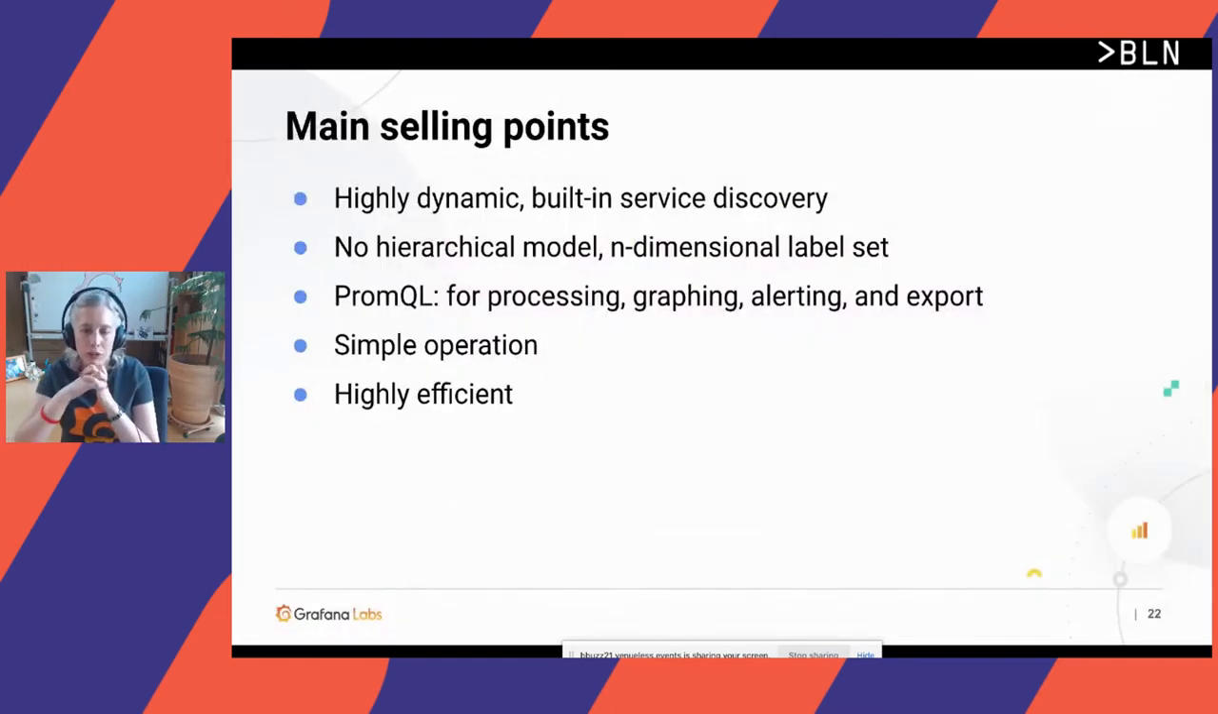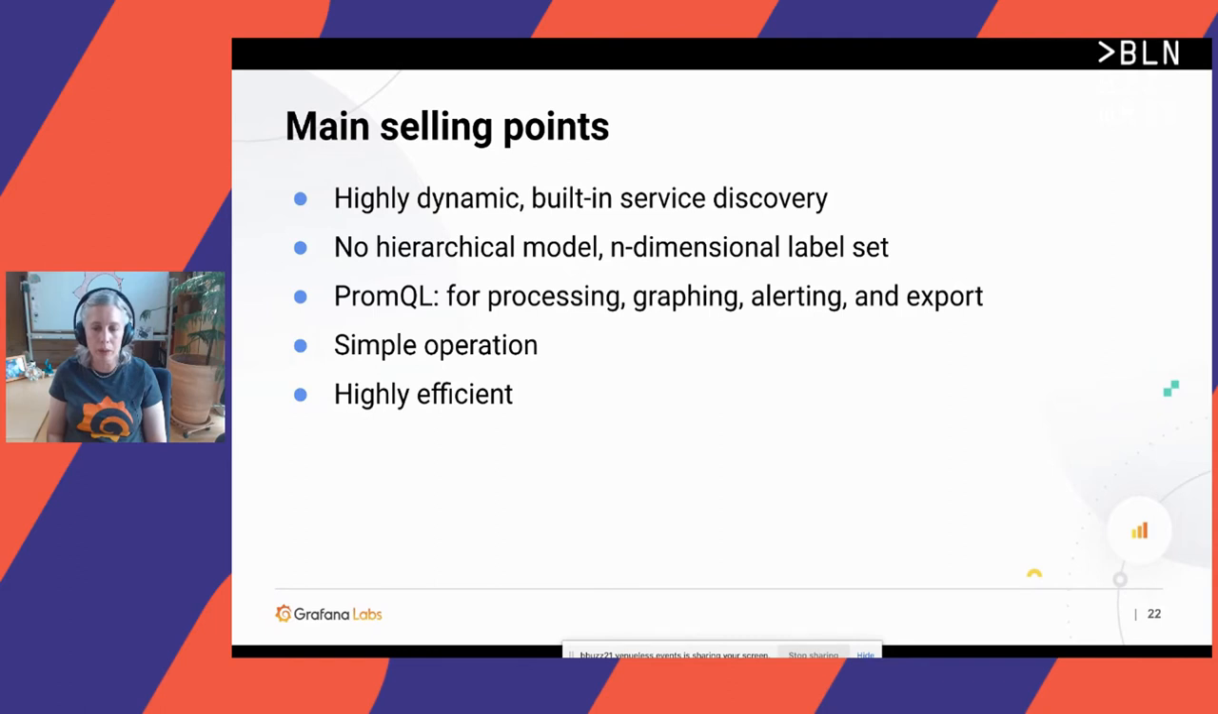So what are the main selling points of Prometheus? Well, one, it's highly dynamic. So you have built-in service discovery, which means that you can add components into your architecture, into your landscape, without having to manually register them with your Prometheus server. It automatically gets added via the same service discovery mechanism that you use also for answering customer requests. There's no hierarchical model, so it's just an n-dimensional label set. Again, I mentioned PromQL just a second ago. You can use PromQL for processing. You can use it for graphing. You can use it for alerting. And you can use it for exporting. So you're using the same query language for everything.